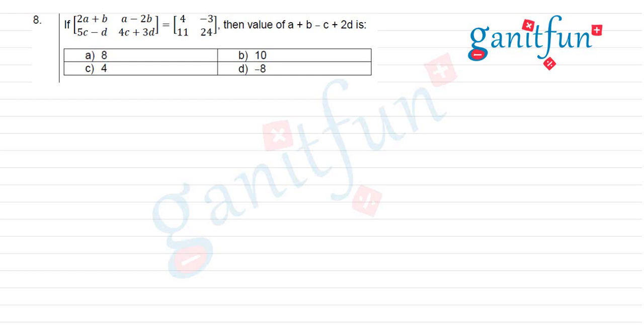In this question, we are given two matrices which are equal to each other. Now we know that A and B, if they are two matrices, they will be equal if two conditions are satisfied. First, the order of A and B has to be the same.